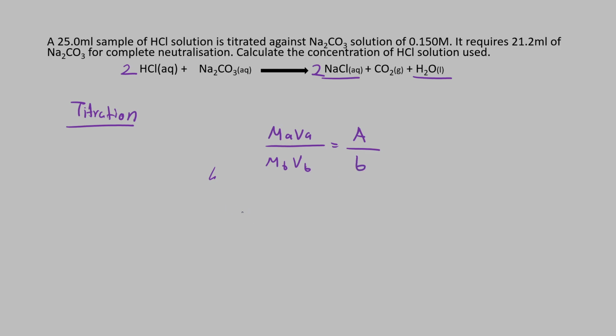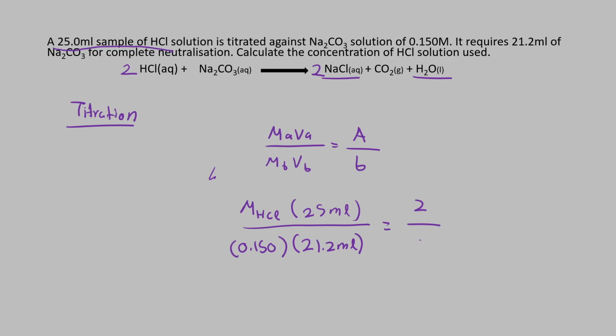So it wants to find the concentration of M HCl, while the volume of HCl we use is 25 ml. So we have 25 ml, and then over the concentration of the other species, which is Na2CO3, it is 0.150 times its volume, which is 21.2 ml, and the stoichiometric coefficient for HCl is 2, and Na2CO3 is 1, so in front there is 1. So at the end, the concentration of HCl is equivalent to 0.253 molar. Okay.